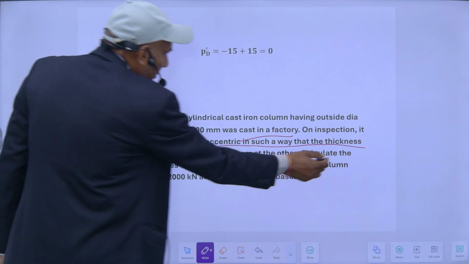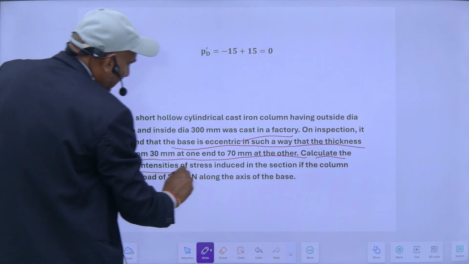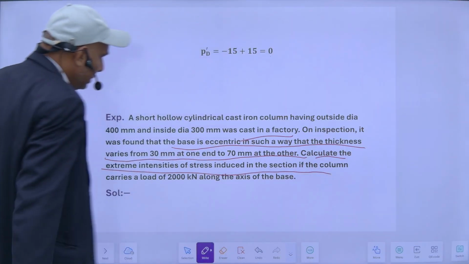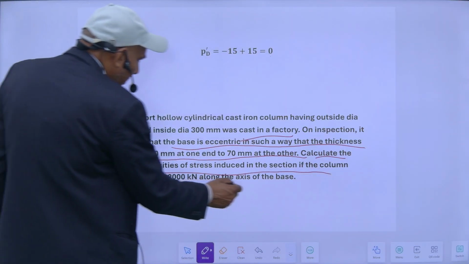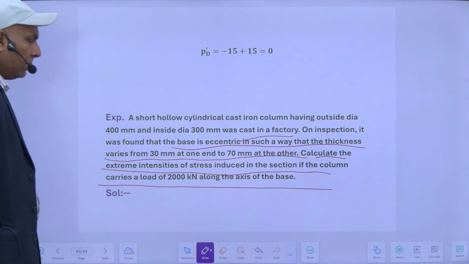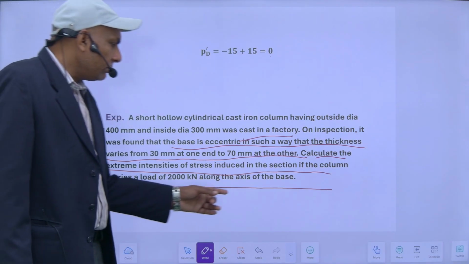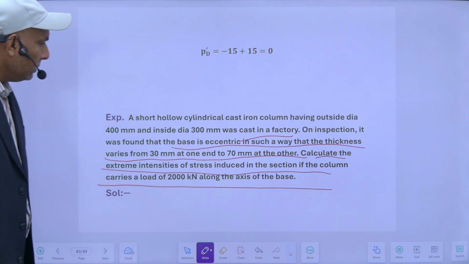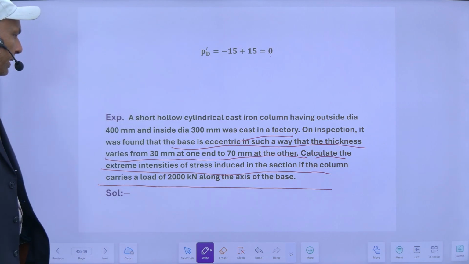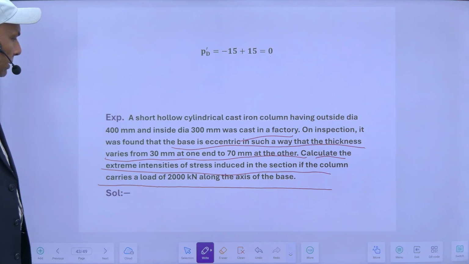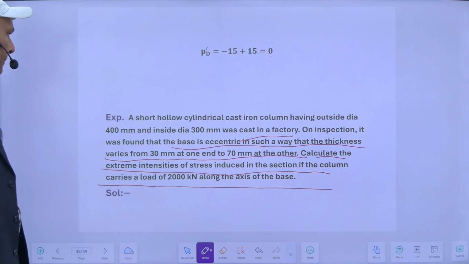Calculate the extreme intensity of stress induced in the section, if the column carries a load of 2000 kilonewton along the axis of the bore. So I have to find out the stress, with the load along the axis of the bore.